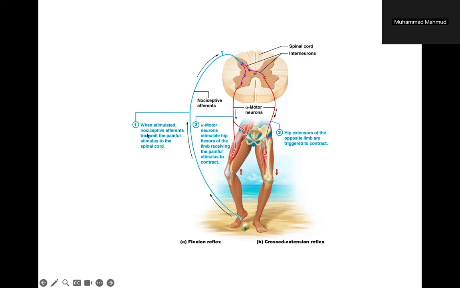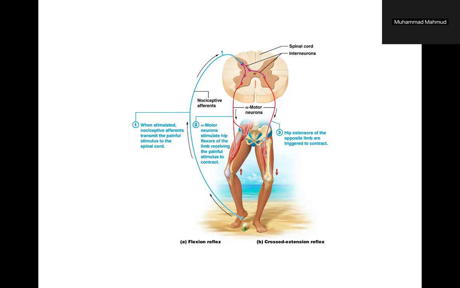You see that number 1 on the left side. From the bottom of your foot, the sole, the nerves send these impulses to the spinal cord. That is step one. From there, motor neurons will stimulate. The second thing: you see the hip flexors of the limb receiving the painful stimulus so that you can remove your leg, remove your foot. This is what happens when we are in trouble, like any kind of pain, we suddenly withdraw ourselves. It can be arms or legs, we withdraw them.